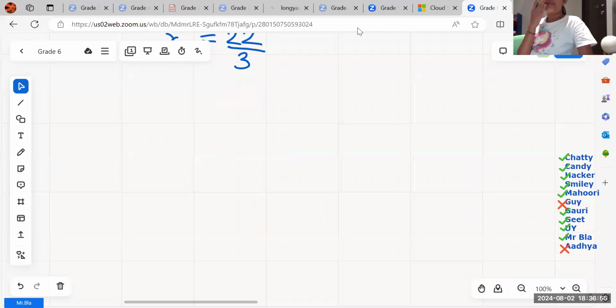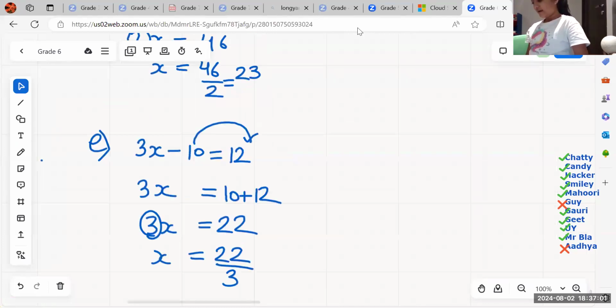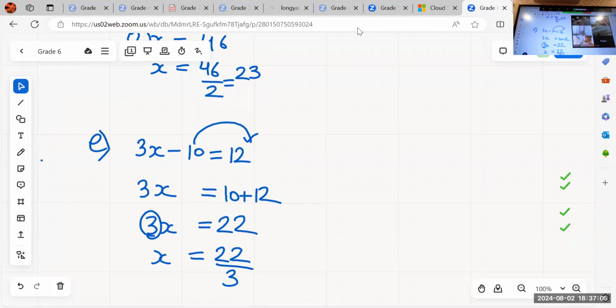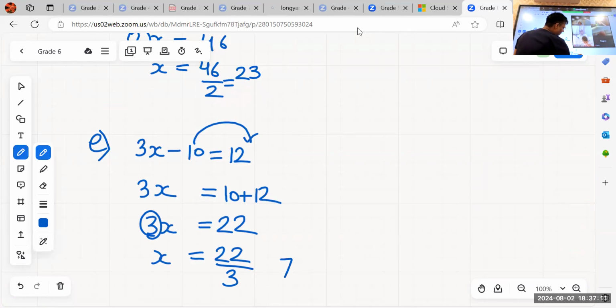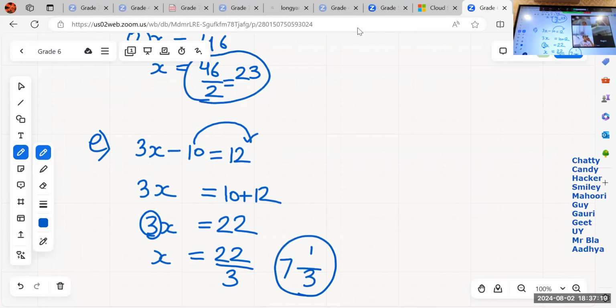Like in the previous question, we divided and we got the answer as 23. So why did we divide in this one? Beta, because this is a fraction and it could only be converted to mixed. You cannot simplify more. This got simplified into a whole number. Okay, Smiley? Yes, sir.